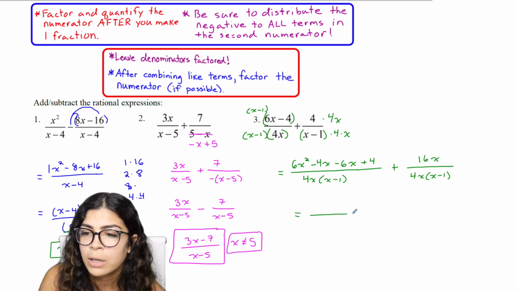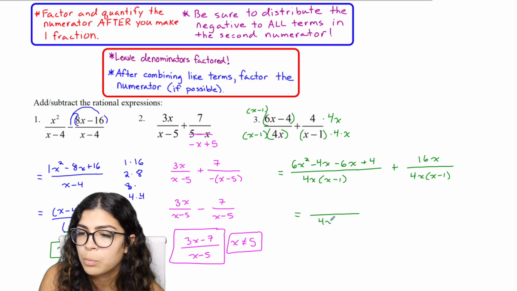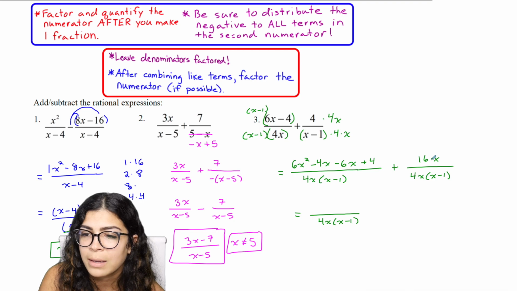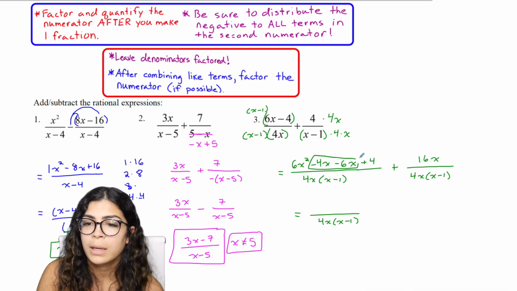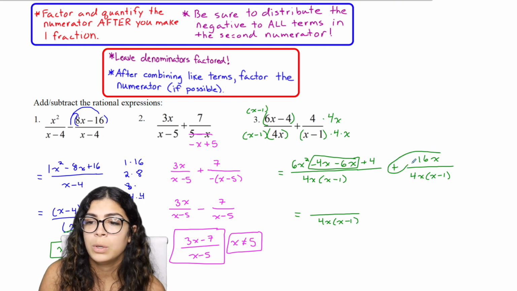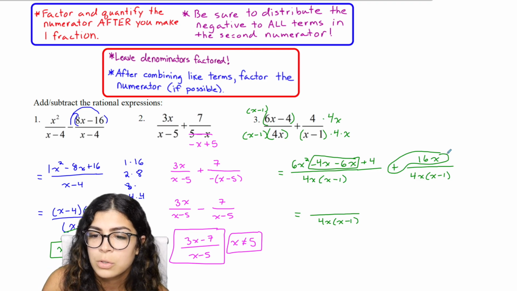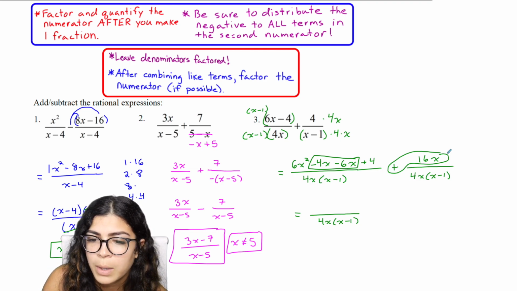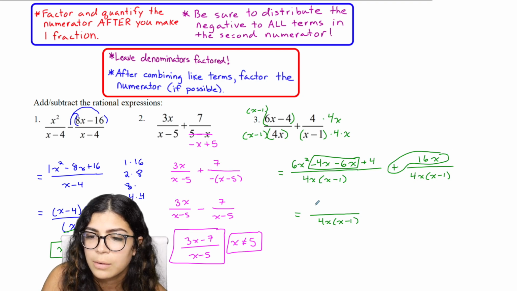And then in the numerator, I'm just going to add these two numerators together, right? All of this plus 16x. So I can obviously combine the negative 4x minus 6x plus 16x. So negative 4x minus 6x would be negative 10x, and then plus 16x would be 6x. So we end up with 6x squared plus 6x plus 4.